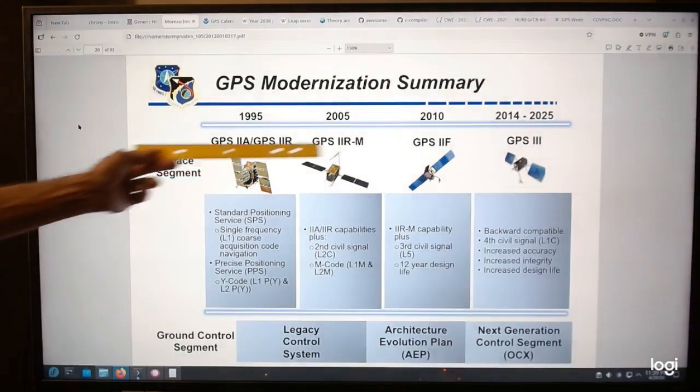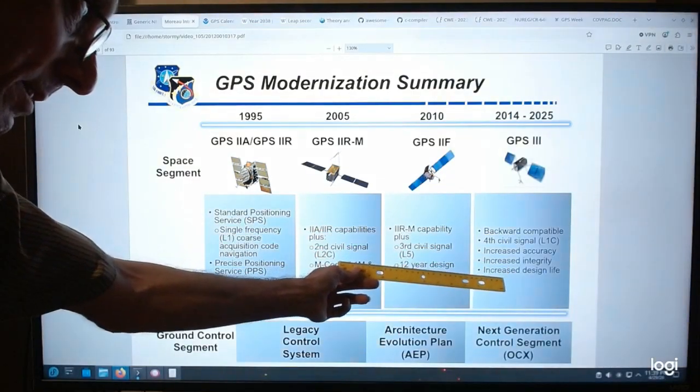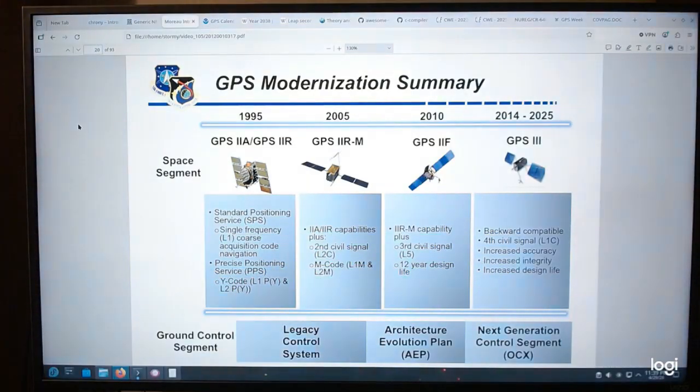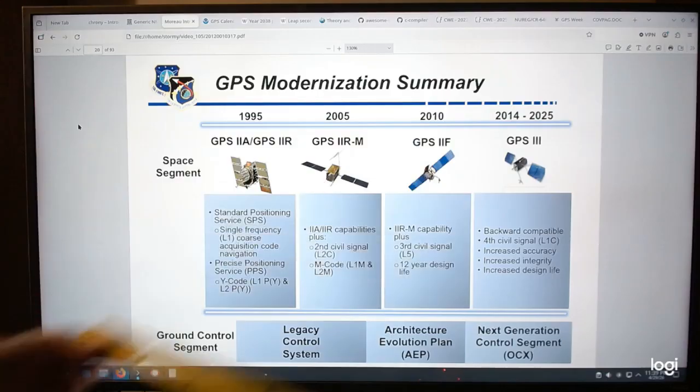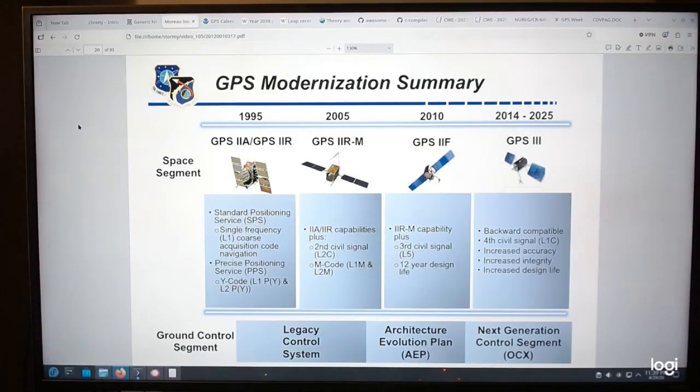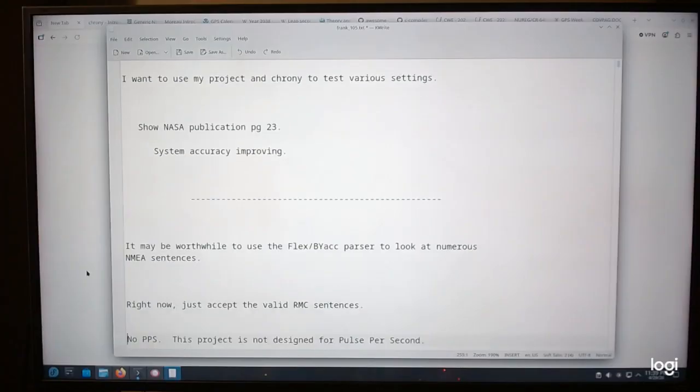The satellites are getting better: increased accuracy, integrity, lifetime design. That's 2014 to 2025. I wanted to show you that because the receivers and the satellites are improving continuously. And so I want to play around with these receivers.